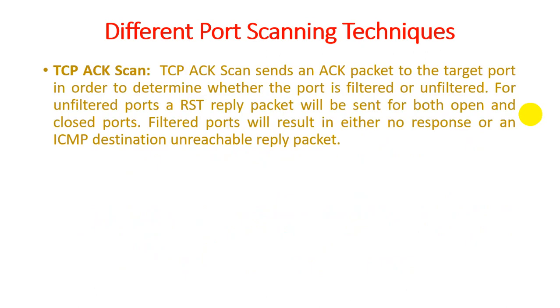The next technique is the TCP ACK scan. A TCP ACK scan sends ACK packets to the target port in order to determine whether a port is filtered or unfiltered. Previously we discussed two variants of TCP scanning, the vanilla scan and the TCP SYN port scan, through which a hacker can gain information about an open or closed port. Now we discuss the third variation, known as the ACK scan, through which a hacker can find out whether a port is filtered or unfiltered.